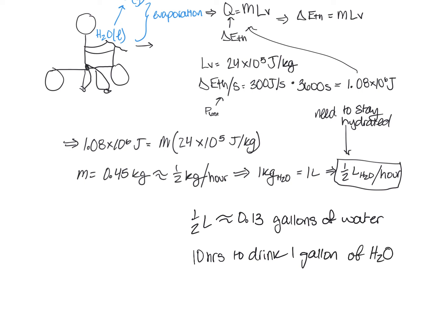And I would say that seems pretty reasonable. You know, I generally don't drink a gallon of water in a day, even when I'm doing something super active. So I would say, yeah, for a well-trained cyclist, going this fast, using this much power, this answer makes sense, because it would take 10 hours to drink 1 gallon of water. That seems pretty reasonable to me. Alright, I think that is all for this one.